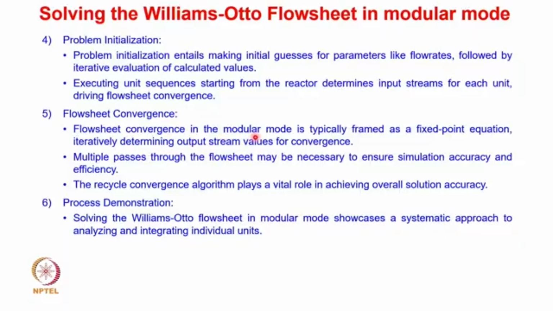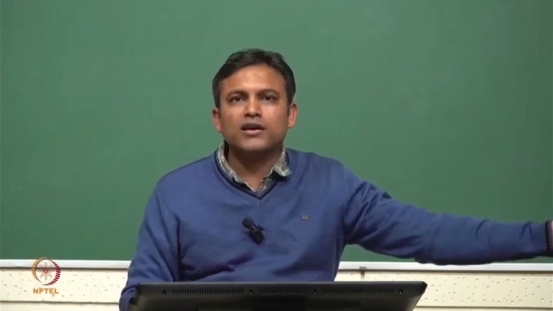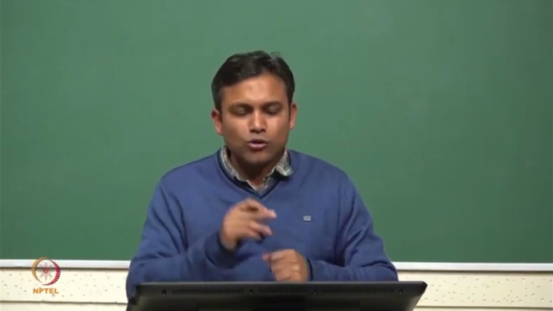So flowsheet convergence in the modular mode is typically framed as a fixed point equation, iteratively determining the output stream values for the convergence. Multiple passes through the flowsheet may be necessary to ensure the simulation accuracy and efficiency. So the recycle convergence algorithm plays a vital role in achieving the overall solution accuracy. The same thing which I am discussing here, that you get the output, match with the assumed input, and then you iteratively do this procedure till it is matching. That is what is called flowsheet convergence.